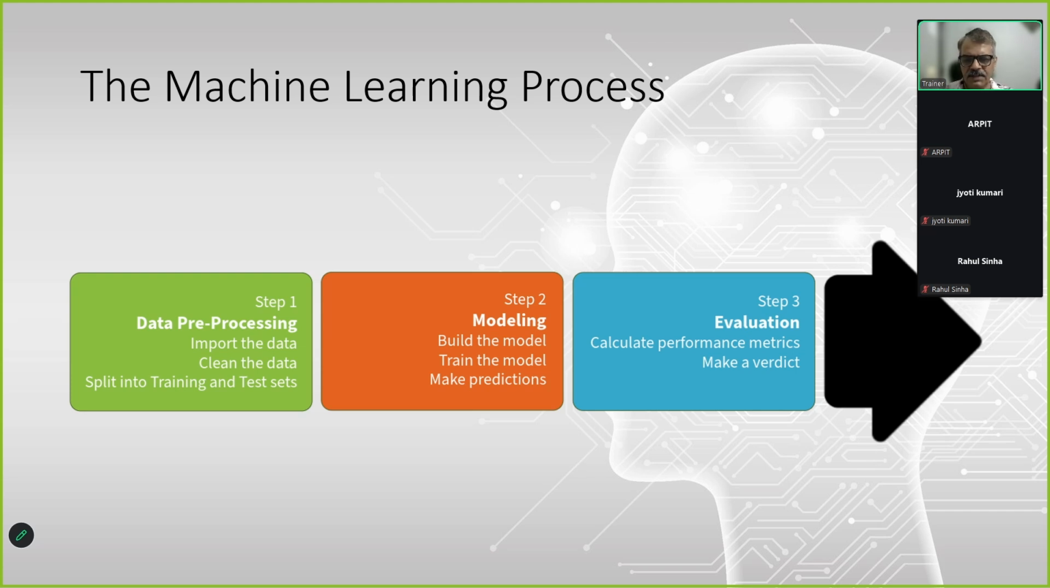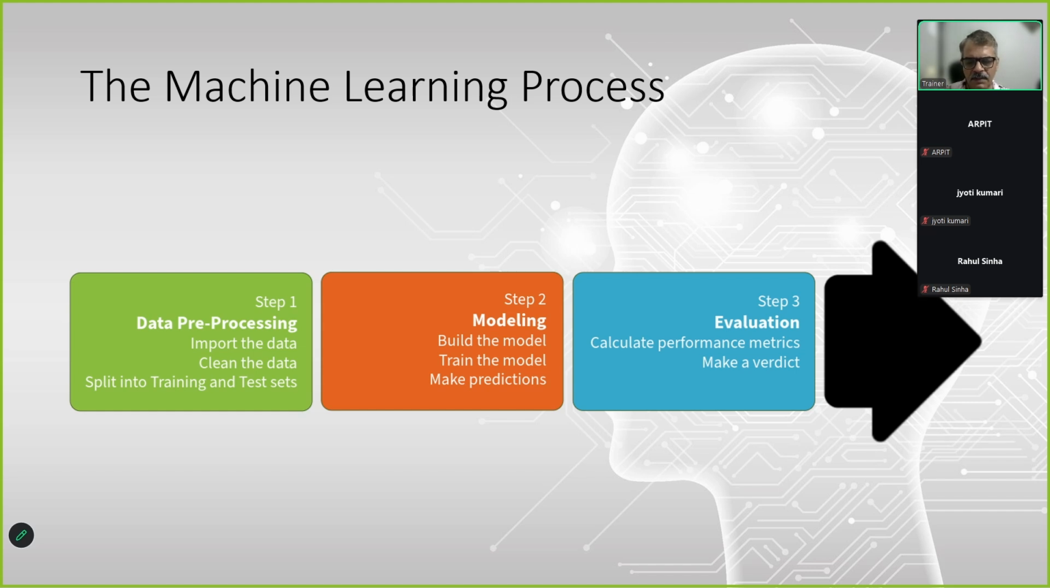So the next step is modeling, where we first build the model, then we train the model, and then we make predictions. So in step two, we build the model, we train the model, and we make predictions. This is the fun part of machine learning, and in upcoming sessions you will get great exposure to several different models, and you will be able to practice your skills there.